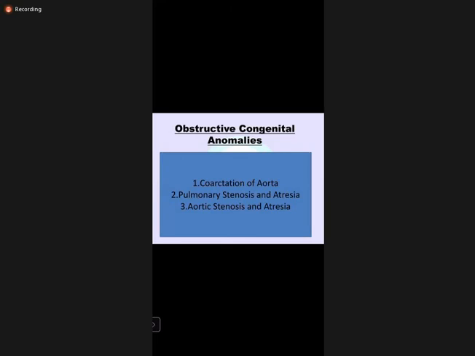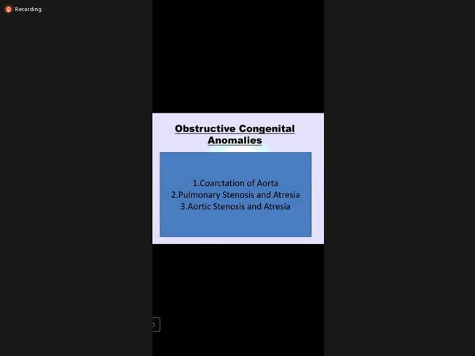One of the most important obstructive congenital anomalies is coarctation of the aorta, in which there is an obstruction in the aorta, which is mostly present in the area where the patent ductus arteriosus arises. So it is classified as either preductal type, which is before the ductus arteriosus, juxtaductal or ductal type, which is present at the level of the ductus arteriosus, and postductal type, which is present after the ductus arteriosus.